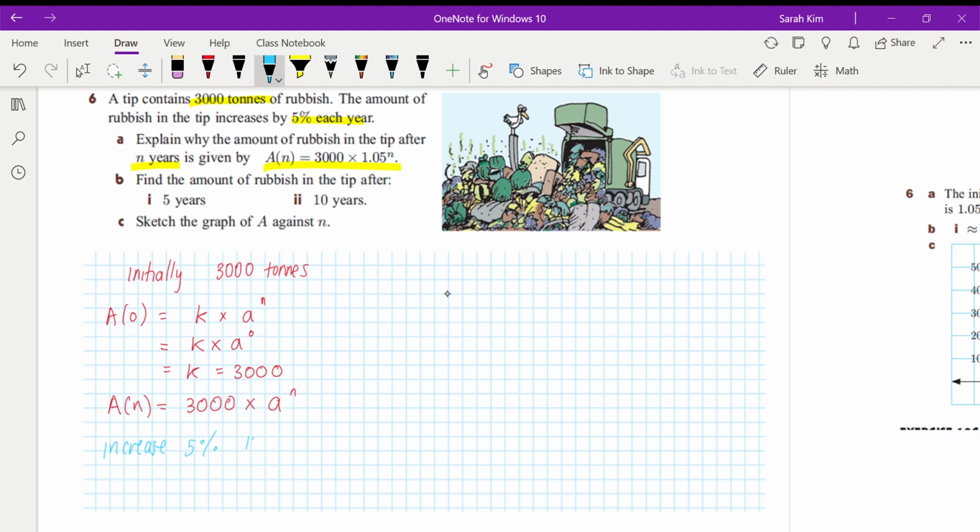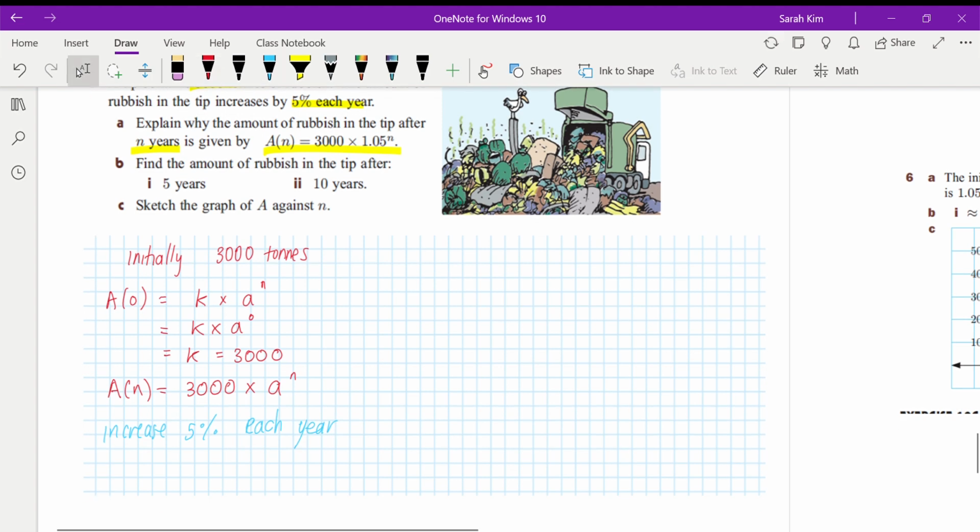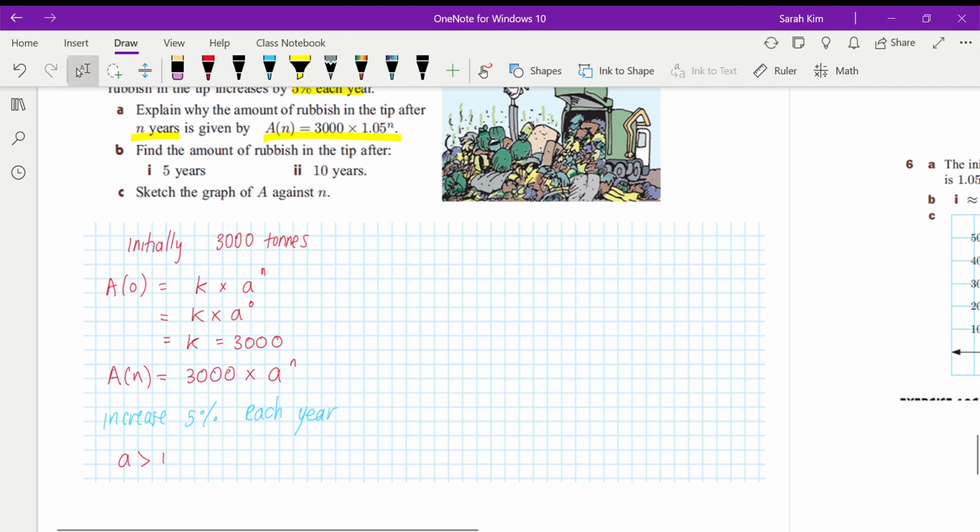Now we know that it increases 5% each year. First of all, this is a growth because it's increasing. Remember that growth graphs have to have an a value greater than 1. So to be greater than 1, we figure out what the increase of 5% each year means. First, let's change 5% into a decimal, which is just 0.05. So the a value wouldn't be 1 anymore, it'll become 1.05 because we just add that 0.05. That's all I have to do.